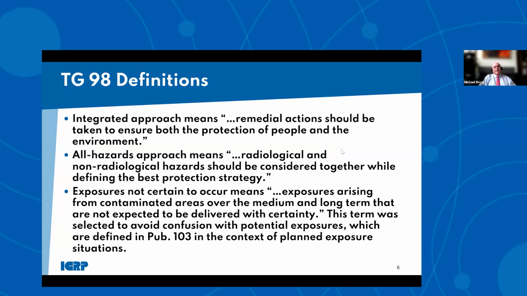And exposure not certain to occur is a term of art, I think, that we've come up with in Task Group 98 to mean exposures arising from contaminated areas over the medium and long term that are not expected to be delivered with certainty. And we chose this term to avoid confusion with the term potential exposures, which are defined in publication 103 in the context of planned exposure situations only. So exposures not certain to occur are kind of like potential exposures, but in the context of existing exposure situations.